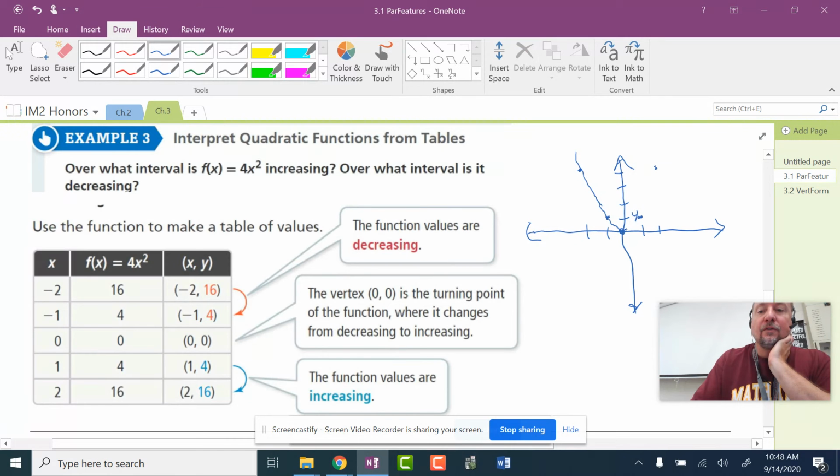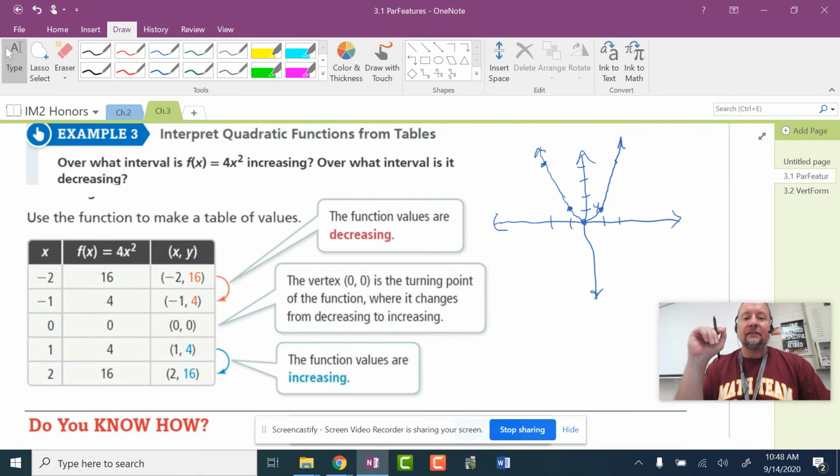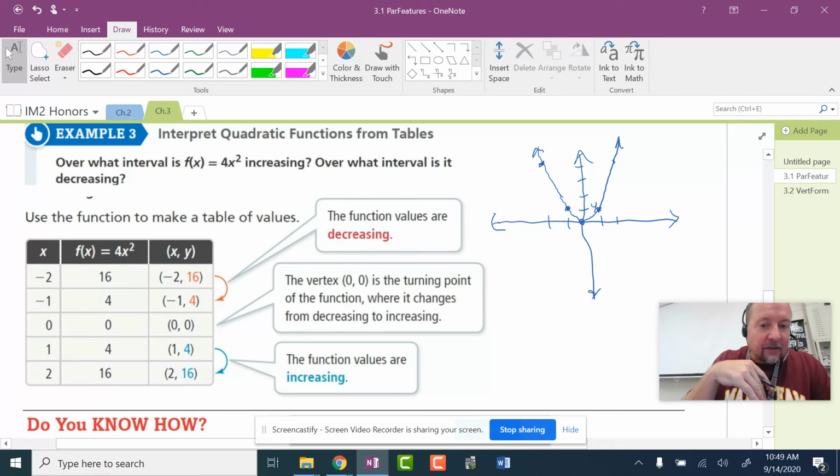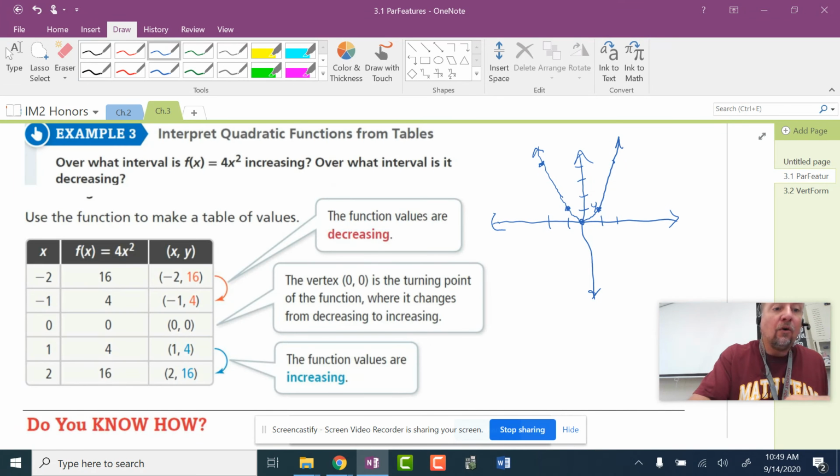Now, I'm going to throw something at you that I accidentally threw at second hour because I'm going to keep you equal. Don't worry about this for right now. It's a nice little added thing to know. But this is legally, mathematically speaking, how you're supposed to name the intervals in which things are increasing or decreasing. So it says over what interval is f of x increasing, and over what interval is it decreasing.